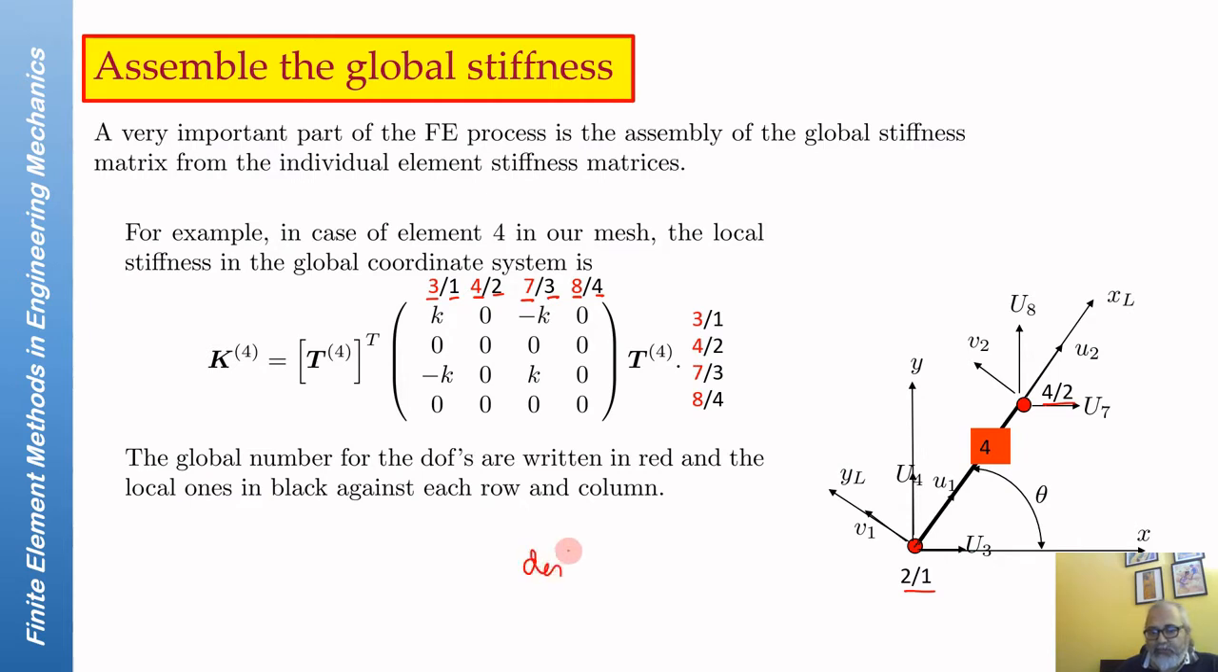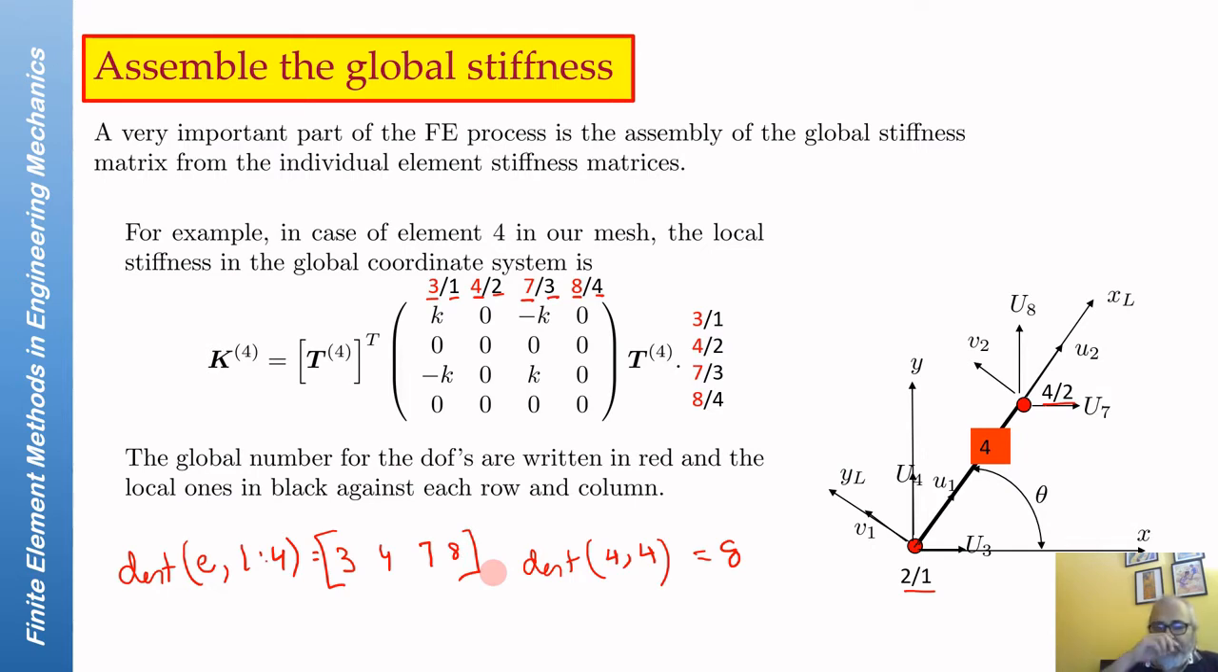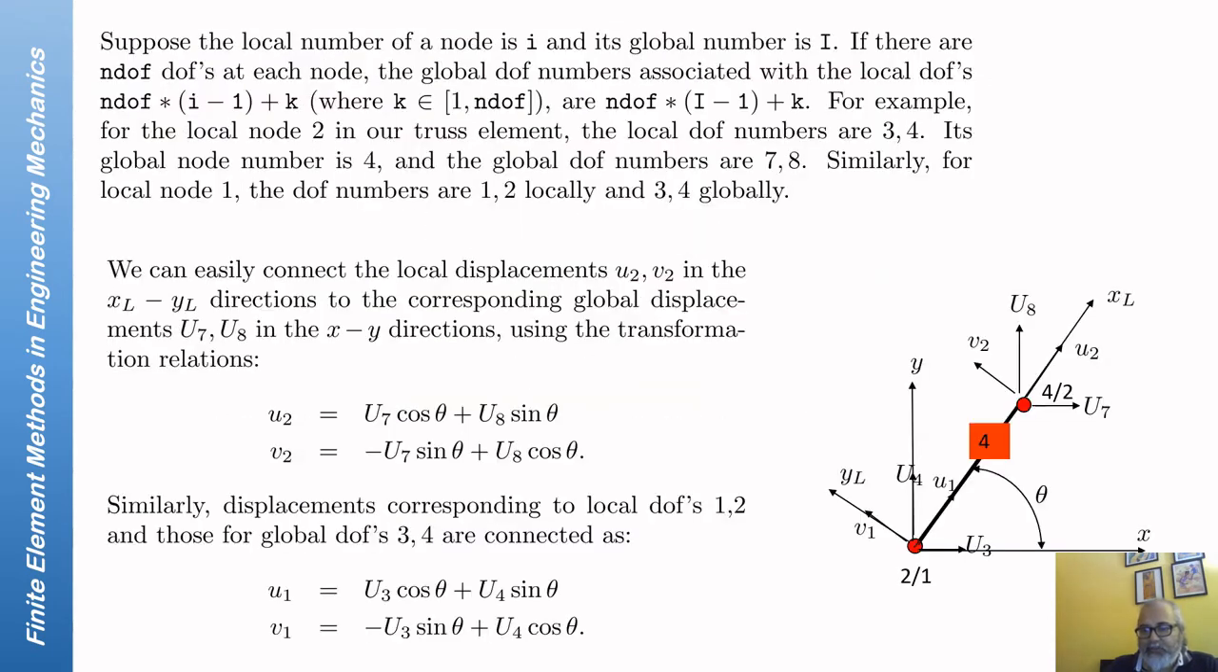Similarly, destination for 4 4 means element number 4, local degree of freedom 4, which is this, is going to 8. So the destination array for element 4 will be 3 4 7 8. Okay, so this is how the destination array has to be stored, and it has to be stored for each and every element.